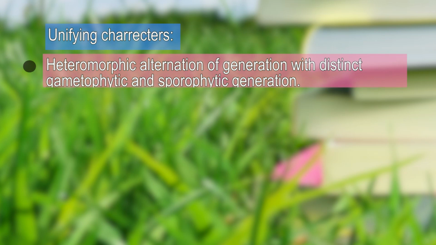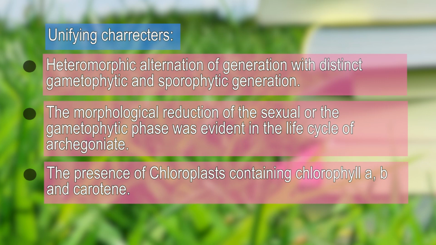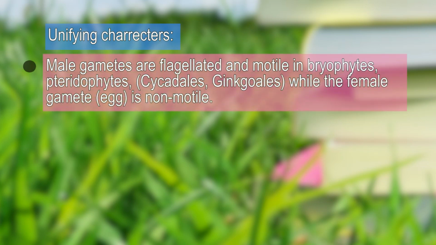Heteromorphic alternation of generation with distinct gametophytic and sporophytic generation is seen. The morphological reduction of sexual or gametophytic phase is evident from the life cycle. The presence of chloroplast containing chlorophyll a, b and carotene. Male gametes are flagellated and motile in bryophytes, pteridophytes and in gymnosperms except in Pinus. The female gamete is non-motile.